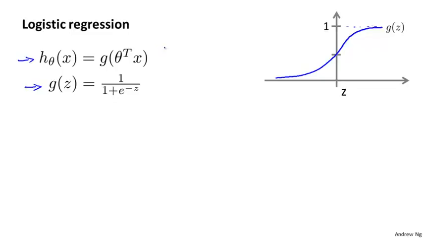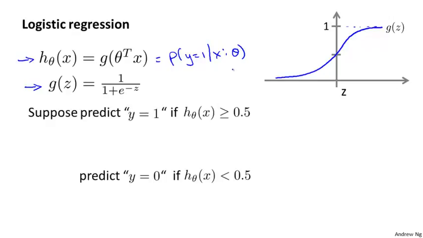Concretely, this hypothesis is outputting estimates of the probability that y is equal to 1, given x and parameterized by theta. So if we wanted to predict, is y equal to 1 or is y equal to 0, here's something we might do. Whenever the hypothesis outputs that the probability of y being 1 is greater than or equal to 0.5, so this means that if it's more likely to be y equals 1 than y equals 0, then let's predict y equals 1. And otherwise, if the estimated probability of y being equal to 1 is less than 0.5, then let's predict y equals 0.